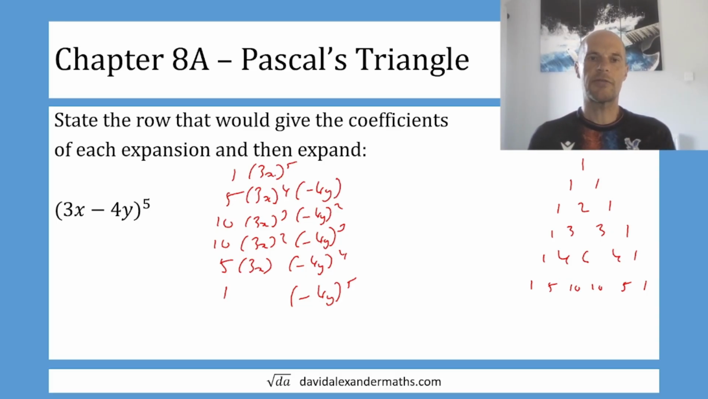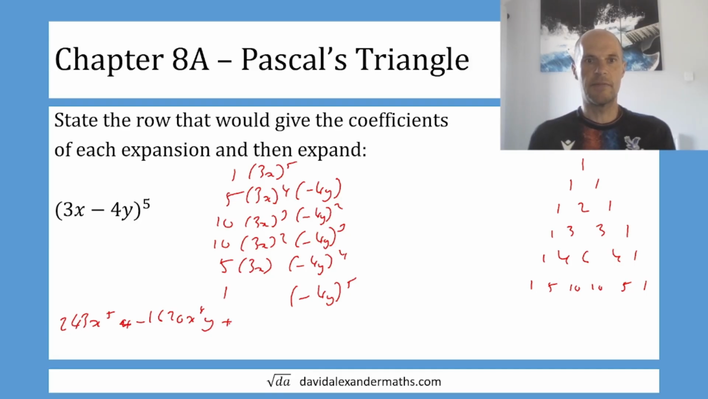Okay, so one lot of (3x) to the power of 5. Well, what is 3 to the power of 5? That is 243. So that's going to be 243x to the power of 5, plus, actually it's going to be minus, plus times minus is a minus, of course. So 5 times 3 to the power of 4 times 4 is 1620x to the power of 4 y. Because it's a negative 4 squared, that will result in a positive answer here.